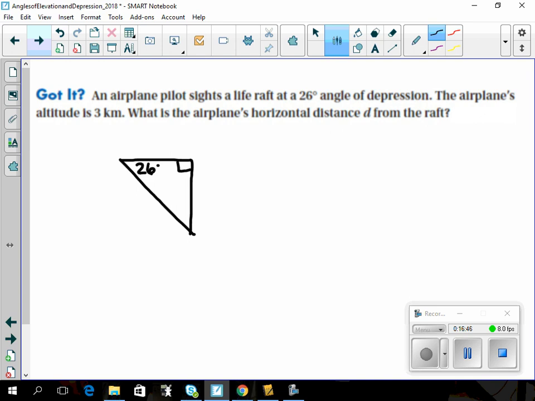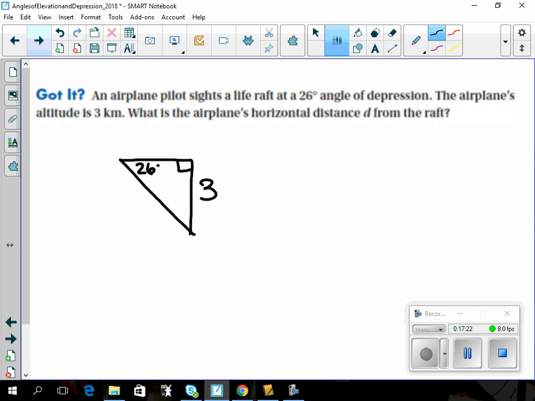Okay? Keep reading. The airplane's altitude is 3 kilometers. What is altitude? It's the height. Okay? So how is that labeled on the picture? Anybody want to guess? Where does the height go on the triangle? Kiana? On the right side. Yeah, this is the height. So this is going to be my 3. That's how tall, if you want to think about it that way, the triangle is. The height.